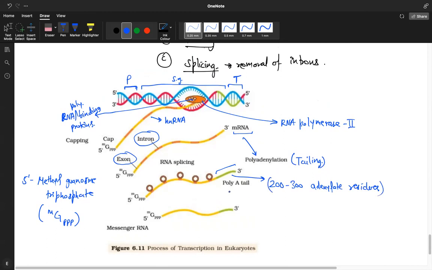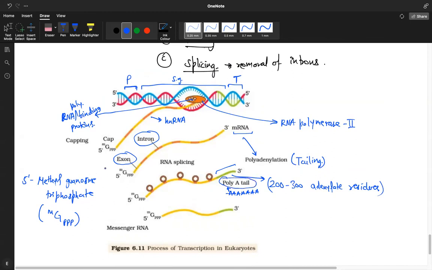So poly A. It will be a long chain containing lots of A's. The process is called polyadenylation. It's also known as the poly A tail. Clear, everyone?